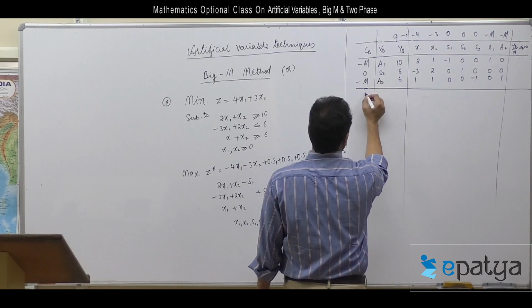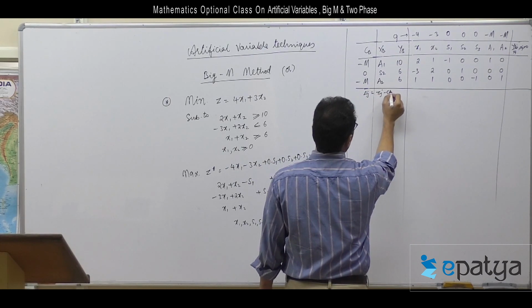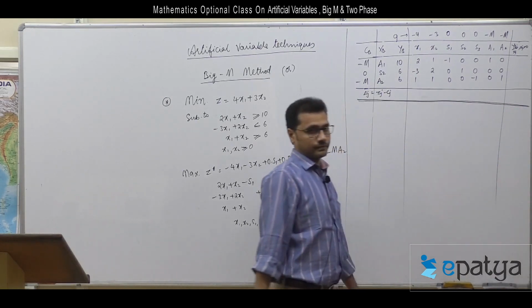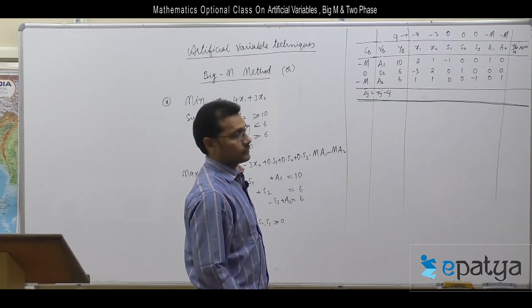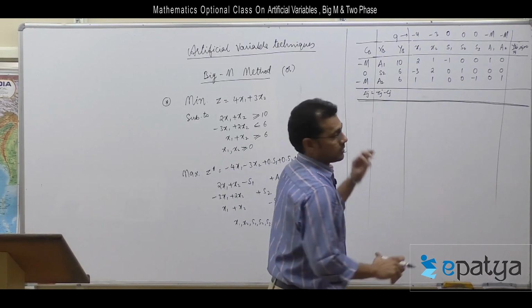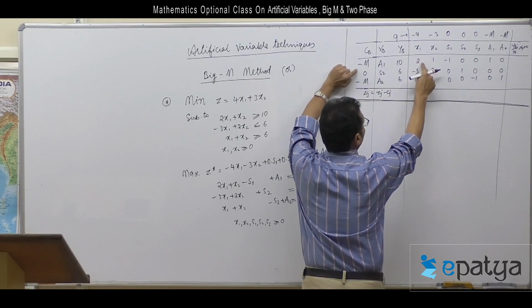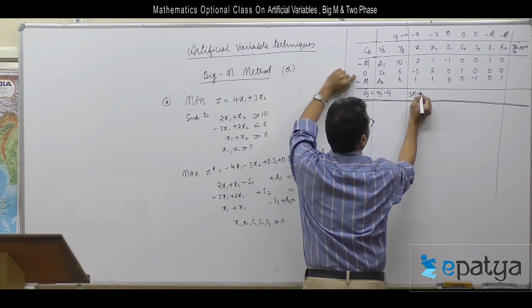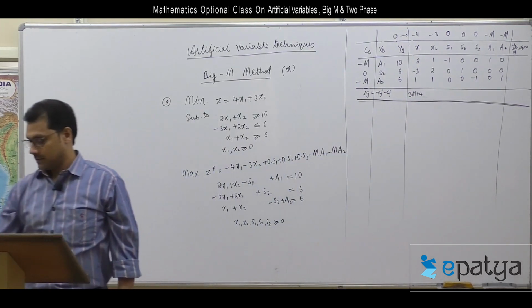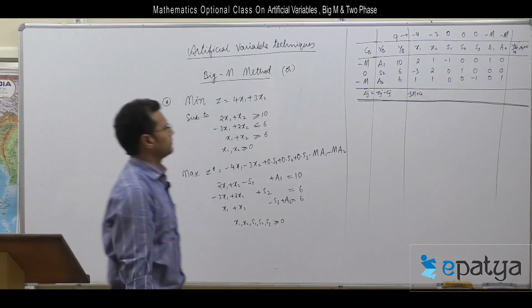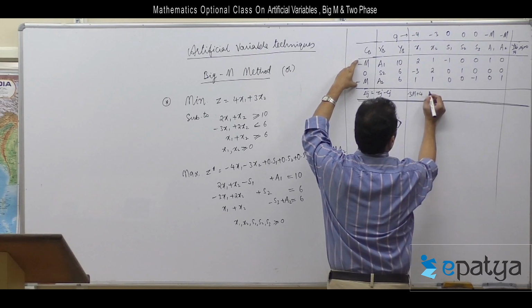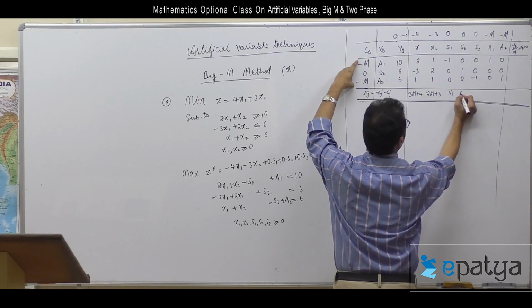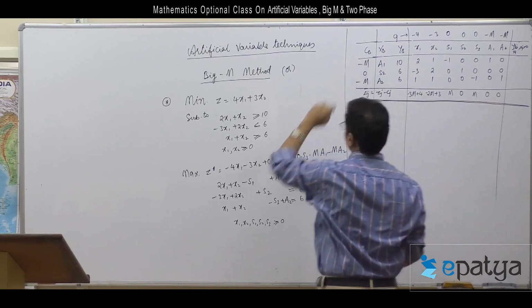Now, net evaluations, delta J equal to Zj minus Cj. So, minus M into 2, minus 2M, minus M, minus 3M plus 4. Next, minus 2M plus 3. S1 is M, S2 is 0. This is M, this is 0, this is 0.